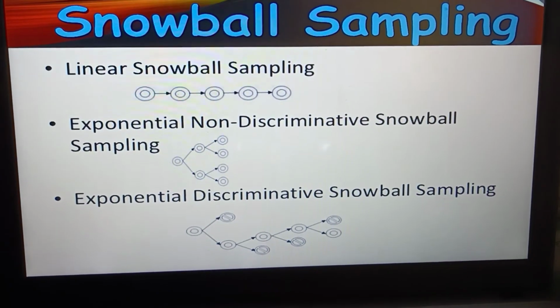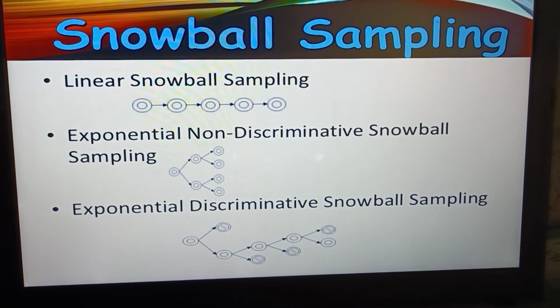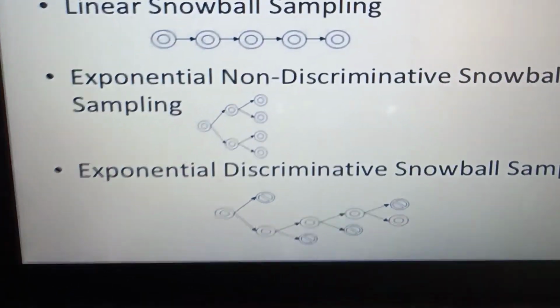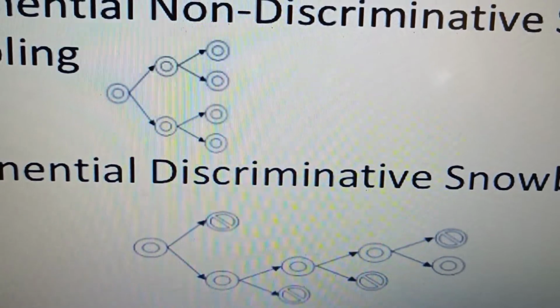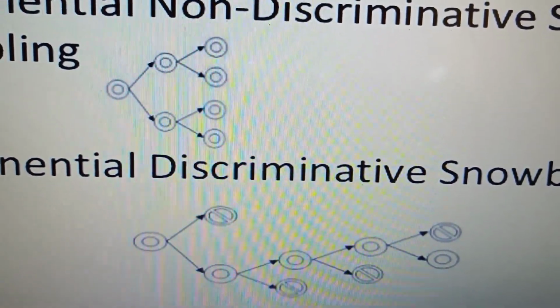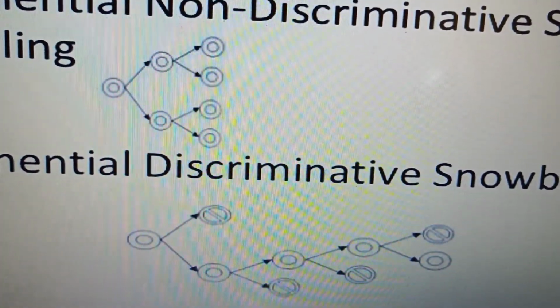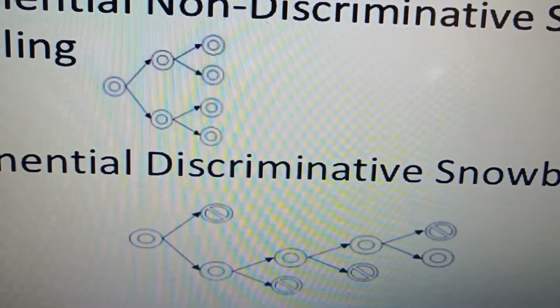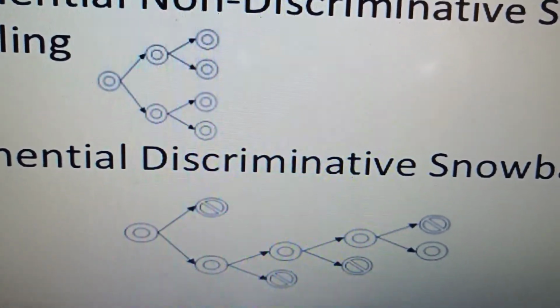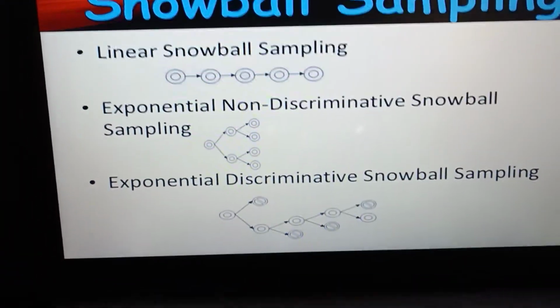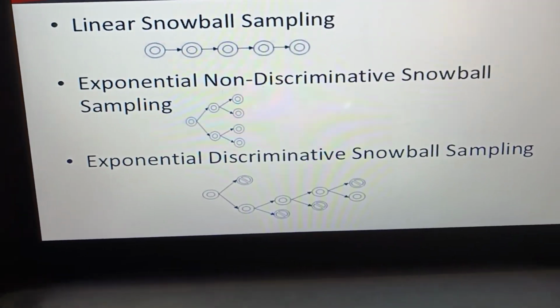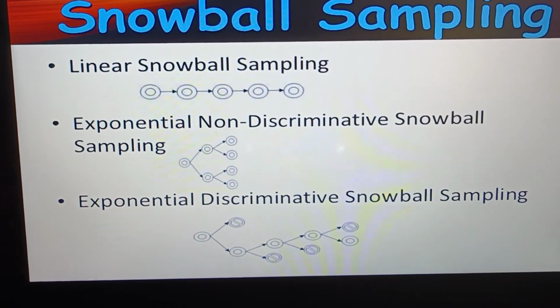Another example is exponential non-discriminative snowball sampling. This is the one from earlier, like networking. You distribute 2 survey forms, and from the first 2 there is another layer. They distribute another 2 survey forms, until you receive a lot of answers. And also there's the last, exponential discriminative.